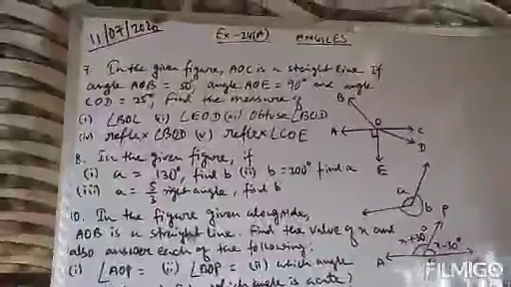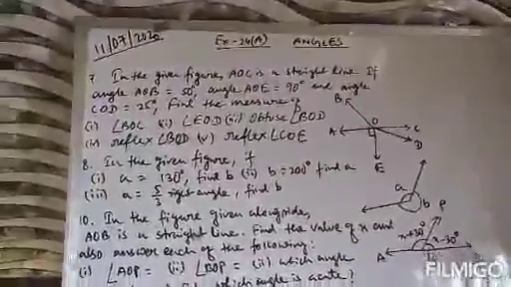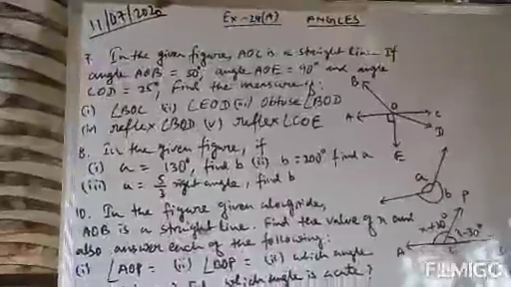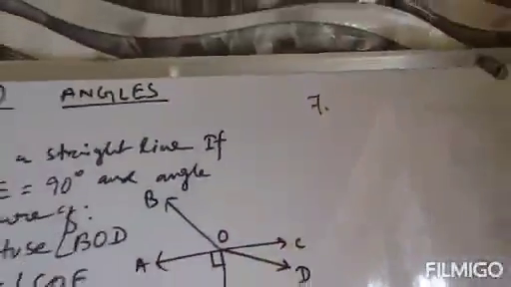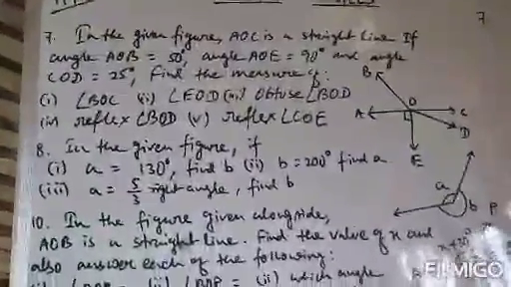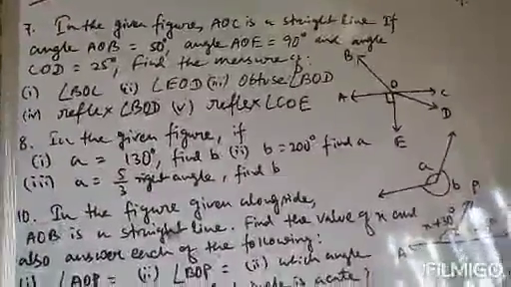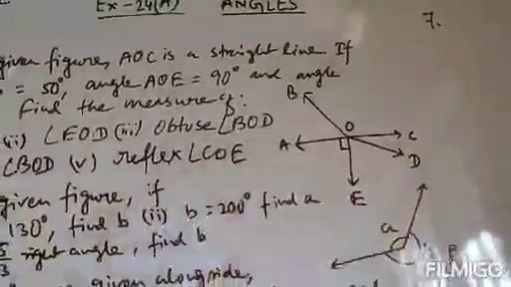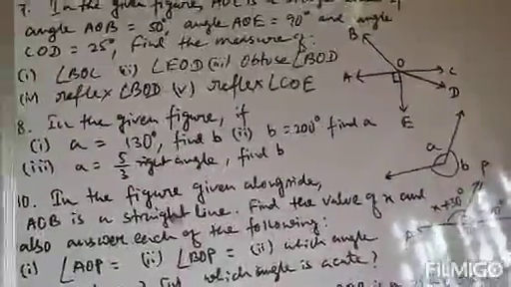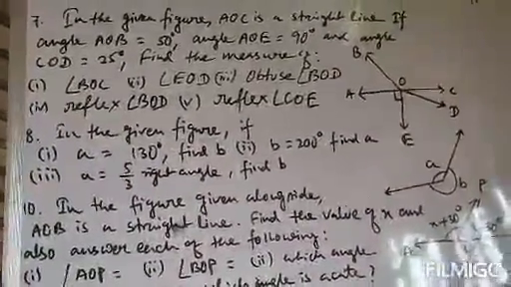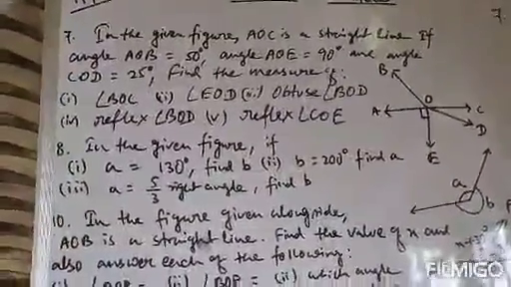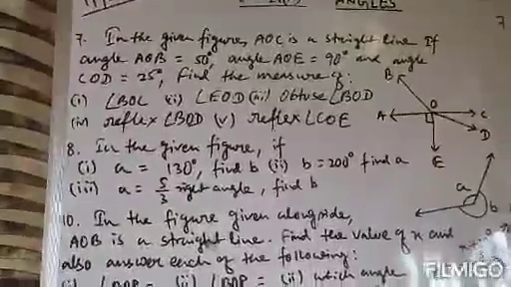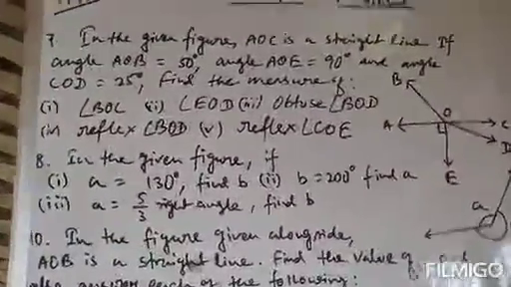Clear? So based on the theory part discussed in the previous session, we will solve the remaining questions. At first, question number 7. It says, in the given figure, AOC is a straight line. If angle AOB is 50 degree, angle AOE is 90 degree, and angle COD is 25 degree, find the measure of angle BOC, angle EOD, obtuse angle BOD, reflex angle BOD, and reflex angle COD. So let's start solving one by one.